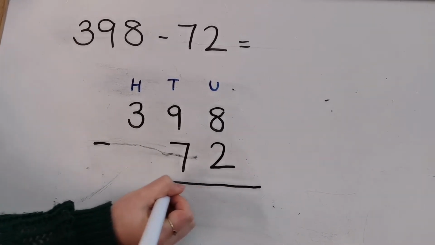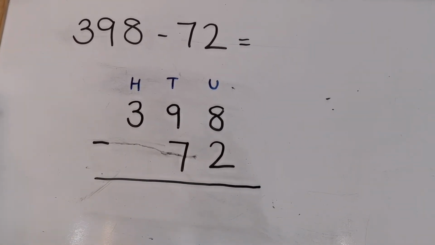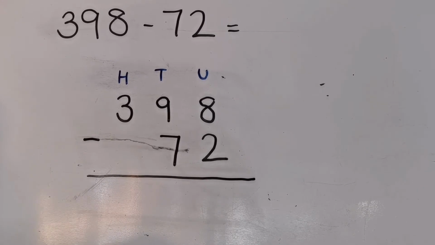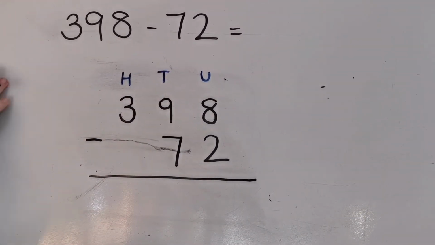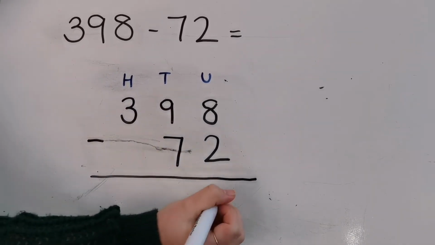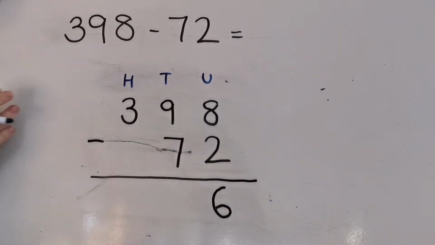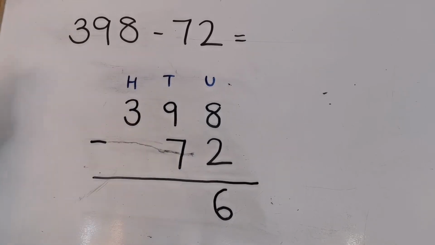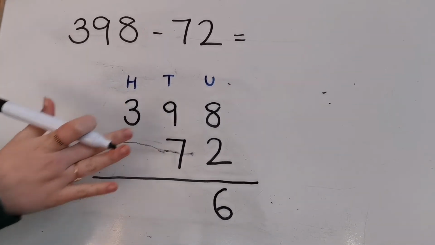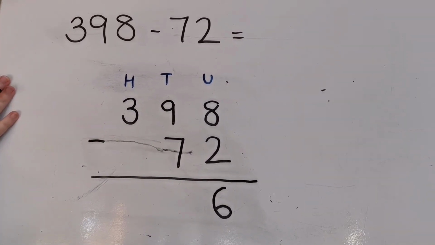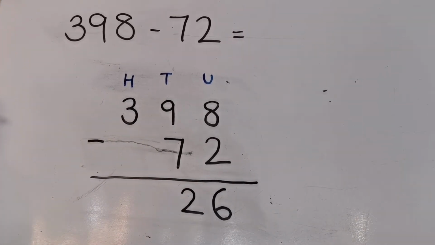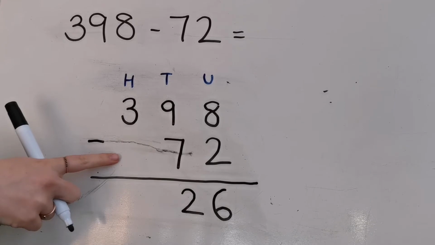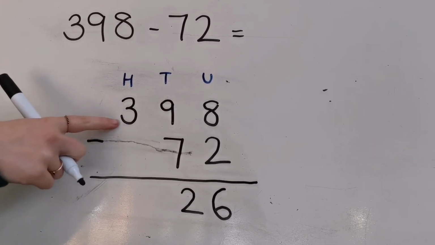Okay, I'm happy with how I've laid my problem out, so now I can begin my subtraction. Remember, always starting with the column furthest to the right. 8 take away 2 would give me the answer 6, so I can move over into my tens column now. I've got 9 tens take away 7 tens, so I would have 2 tens left in that column, and now I've got my hundreds. Now I've just got the number 3 here.